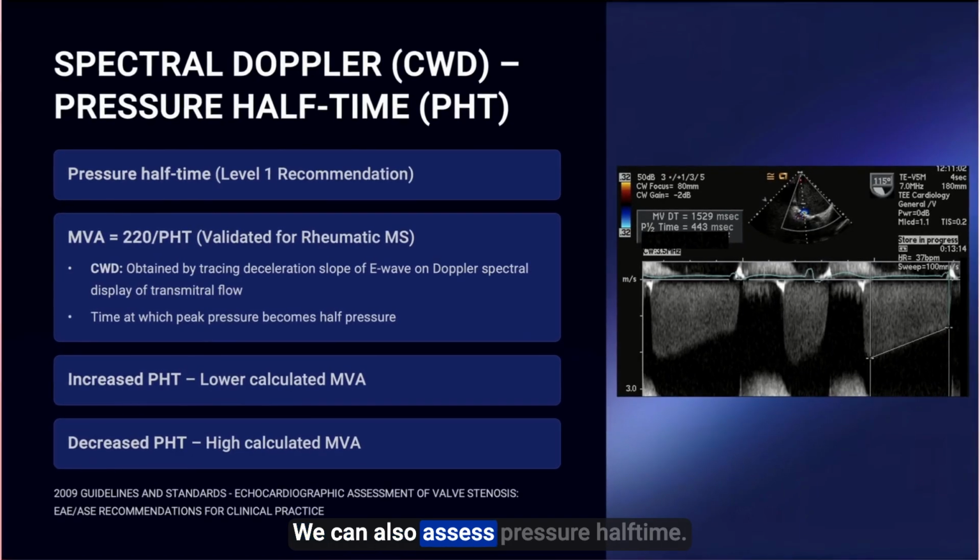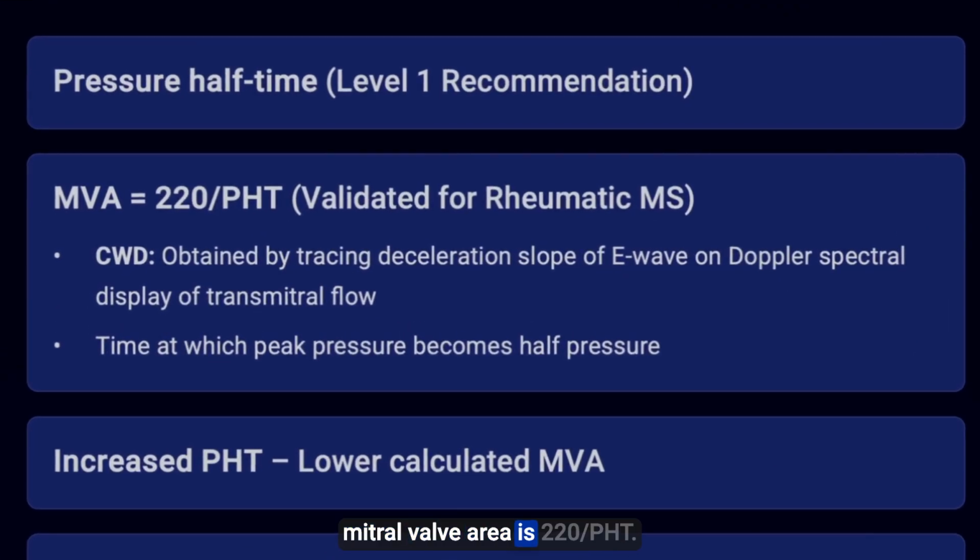We can also assess pressure half-time. This also is a level 1 recommendation when assessing mitral stenosis severity. The actual formula here is the mitral valve area is 220 divided by the pressure half-time. This is validated for rheumatic mitral stenosis patients, not calcific mitral stenosis patients, and we'll talk about why that's important here.